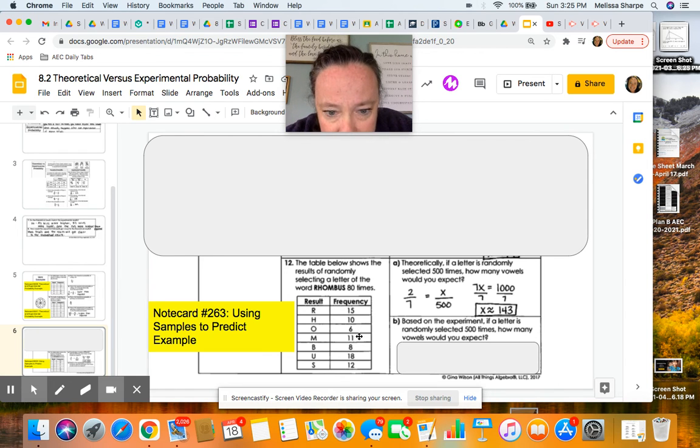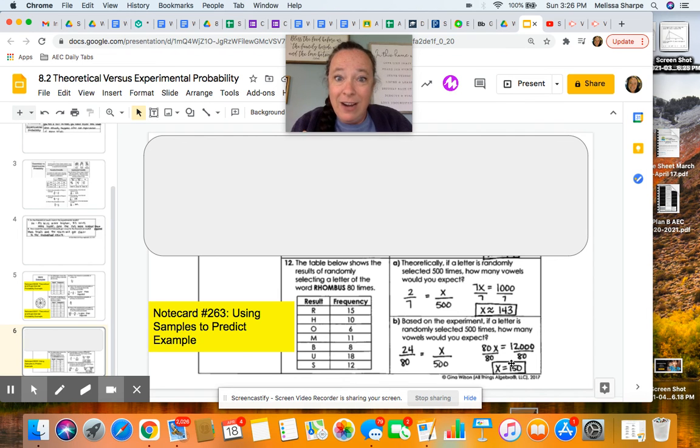So over here, 6 and 18, that is 24 out of the 80 times equals, I don't know, out of 500. You cross multiply, 80x equals 12,000, divide by 80, it'd be 150 times. So again, we have our in theory and our experimental, and these were making predictions. So go ahead and pause me and finish up note card 263.